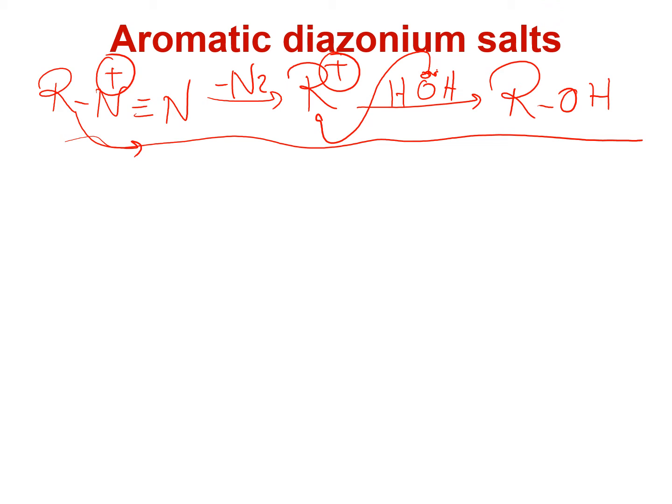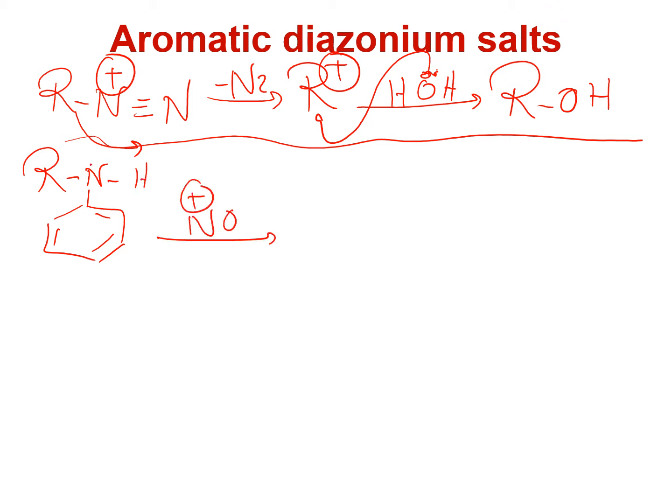Why do we use the primary amines? Because if you're actually using a secondary amine and you react it with the nitrosonium, the first attack will take place.